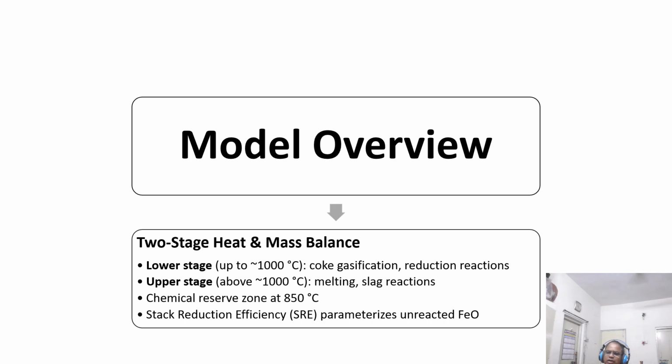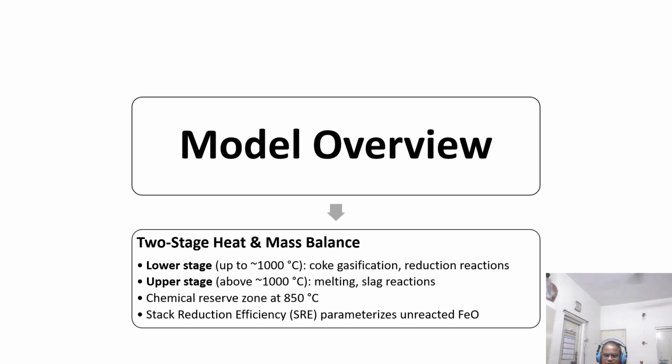So now coming to the model overview. This work uses a two-stage heat and mass balance model, and it is calibrated to a real operating blast furnace. So let me explain the structure of the model. The lower stage below 1000 degrees Celsius covers coke gasification and solid state reduction reactions. The upper stage above 1000 degrees captures melting, slag formation and energy redistribution.